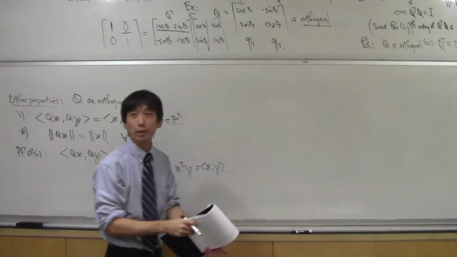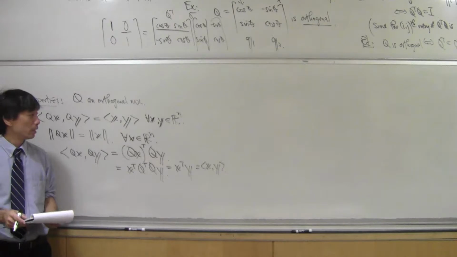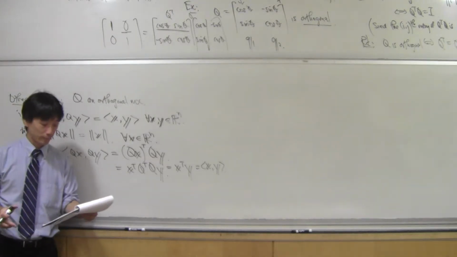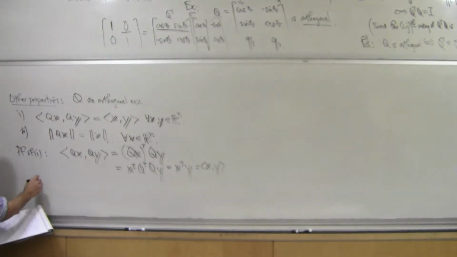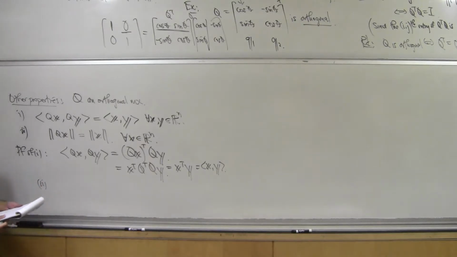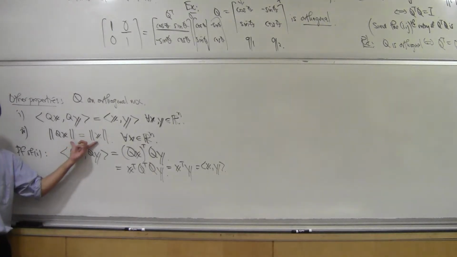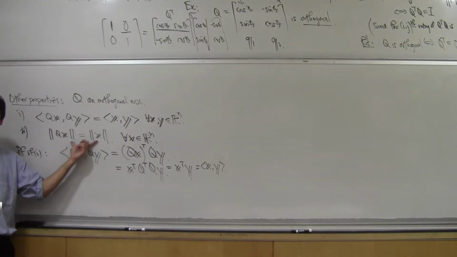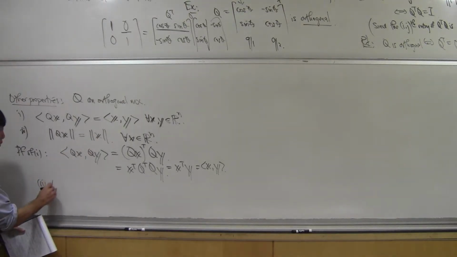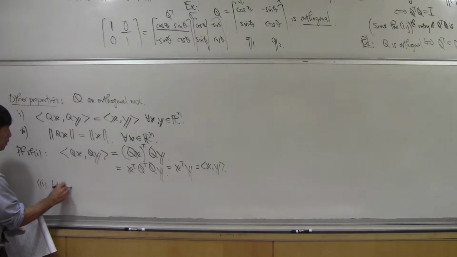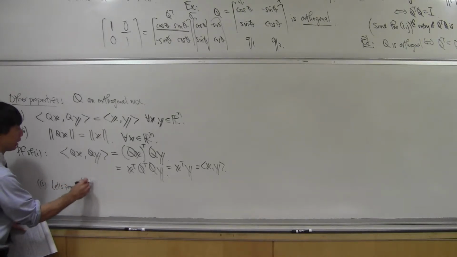Q transpose is Q inverse. Okay, part two. We want to see that the magnitude doesn't change when you apply Q to a vector. Let's prove that the magnitude squared is the same.